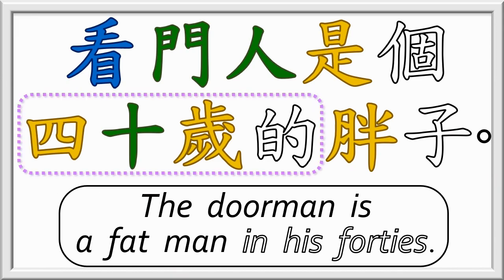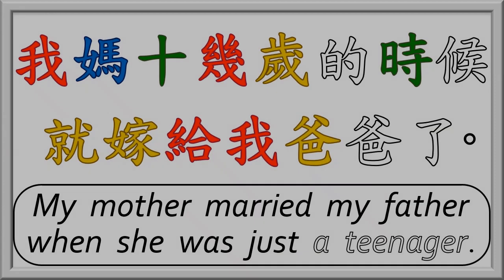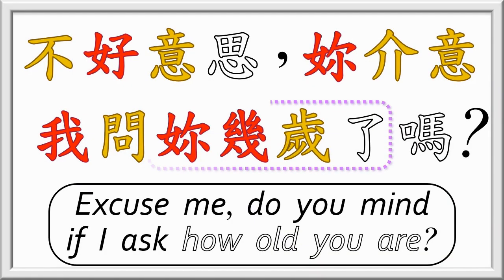看门人是个40岁的胖子. The doorman is a fat man in his 40s. 我妈10几岁的时候就嫁给我爸爸了. My mother married my father when she was just a teenager. 不好意思，你介意我问你几岁了吗? Excuse me, do you mind if I ask how old you are?